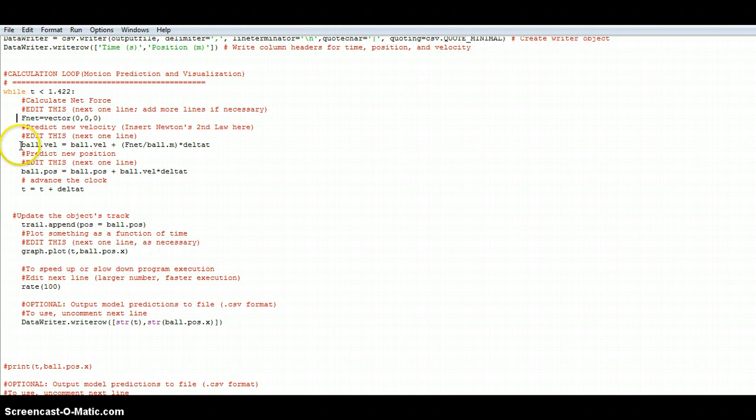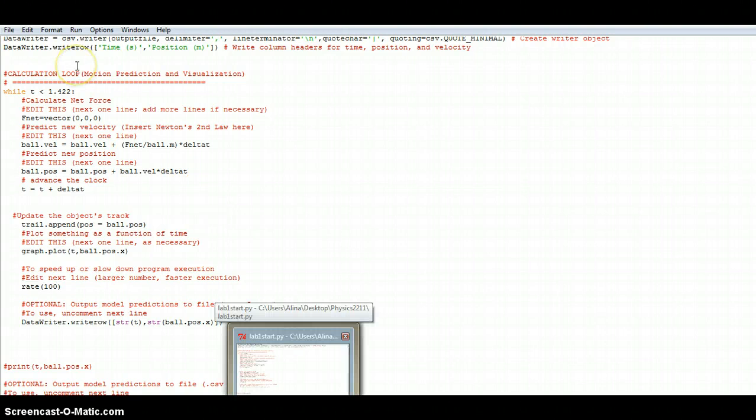The can's final velocity is shown by creating Newton's second law, which is initial velocity plus the net force over the mass times the change in time. This is the updated position, which shows the final position of the object, which equals the initial position plus the initial velocity times the change in time. Knowing this, we can run our module.